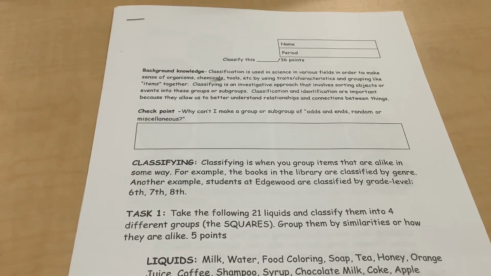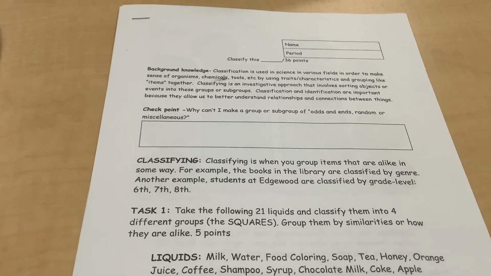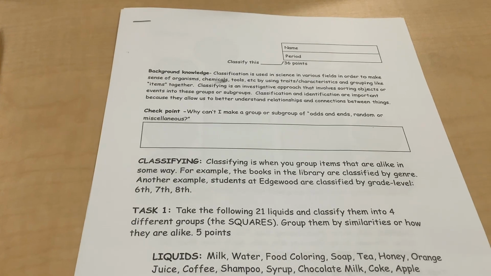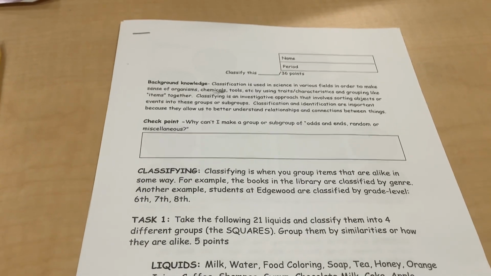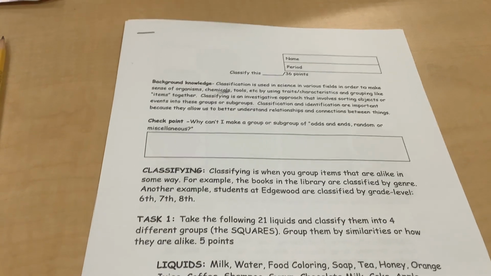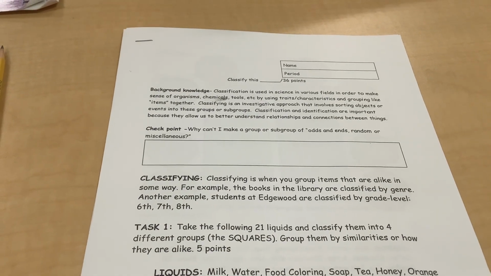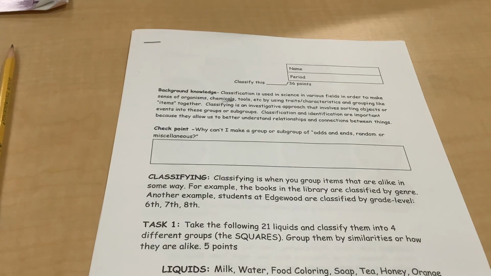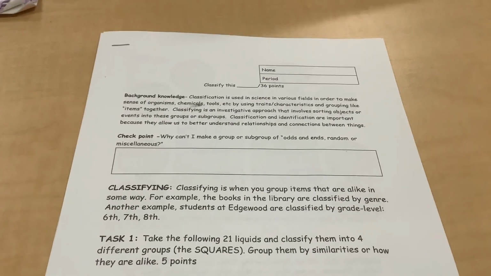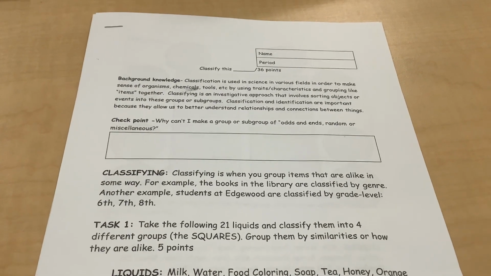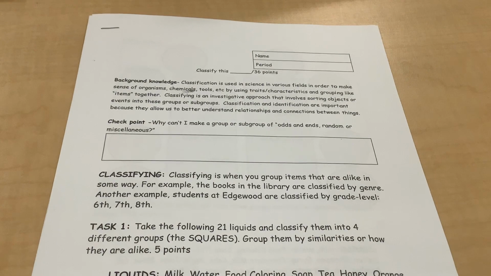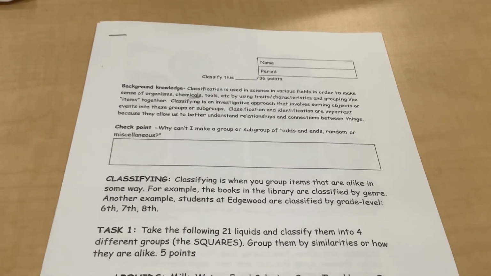So a lot of you already group things in your home, such as in your room. You probably group your clothing into different drawers, or maybe in your closets you might categorize by short sleeve shirts, long sleeve shirts, shorts, etc. So checkpoint. Why can't I make a group or subgroup of odds and ends, random, or miscellaneous?